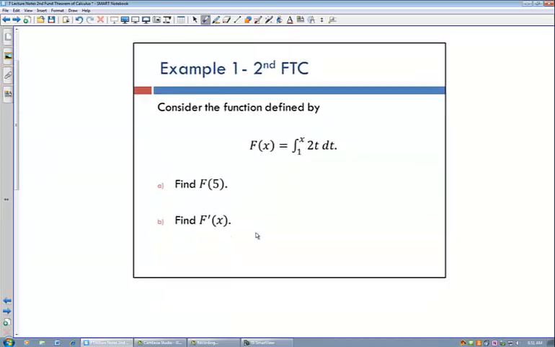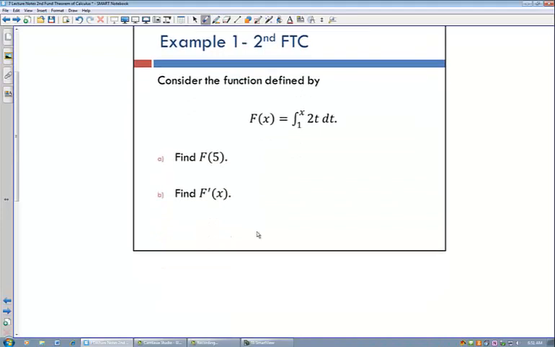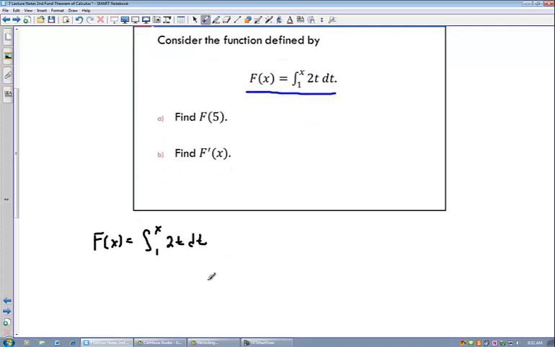So here's our first example, and we want to find F of 5 and then find F prime of 5. Here's our function, and let me just copy it down below. So I have F of x equal to the integral from 1 to x of 2t dt. If I want to figure out what F of 5 is, it really should not be that bad. Just plug in. So evaluate F at 5. Every x, you put a 5. So this is equal to the integral from 1 to 5 of 2t dt.